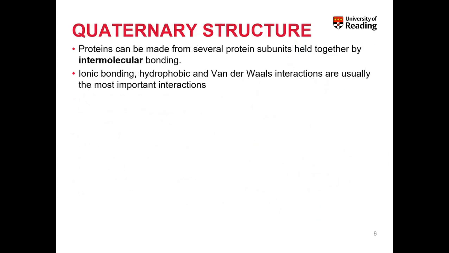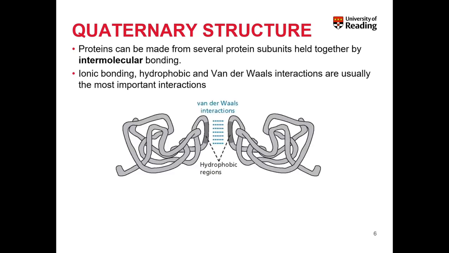So we finally move on to quaternary structure. Now, proteins can actually be made from several subunits which are held together by intermolecular bonding. So this is where two protein pieces come together and have an intermolecular bonding interaction to hold them together. So for example, we could have this. So this is two identical copies of protein held together by van der Waals interactions.